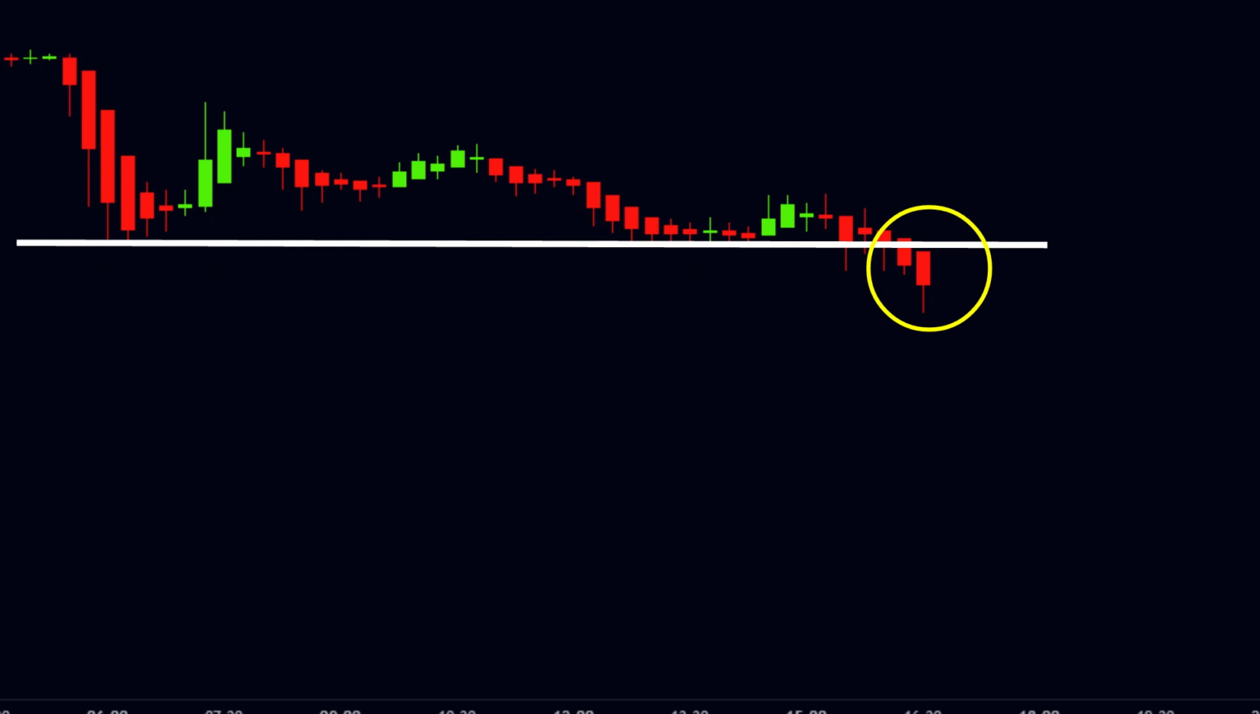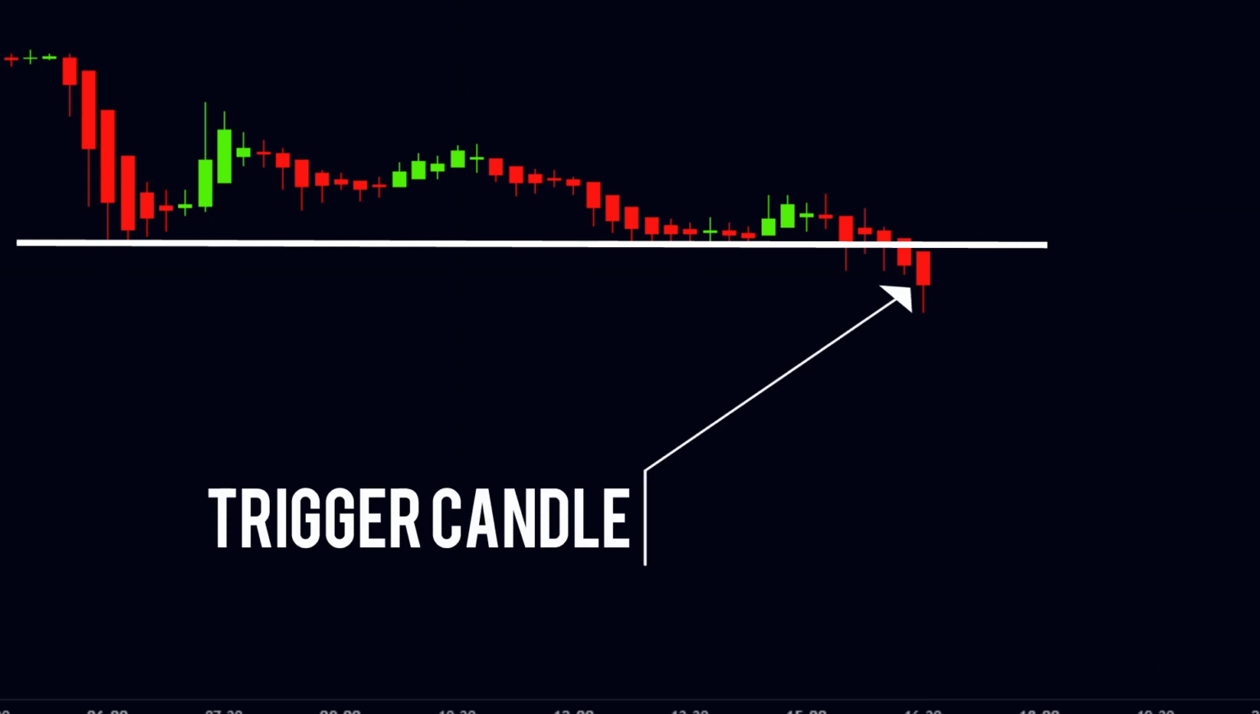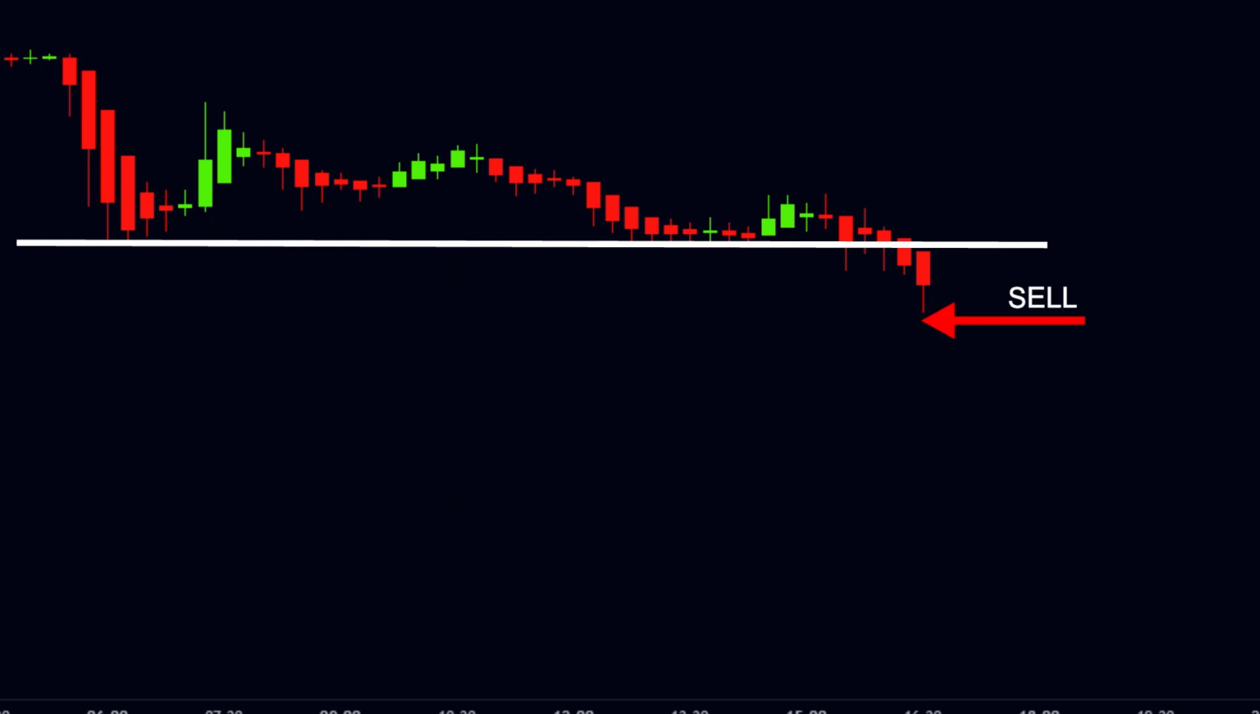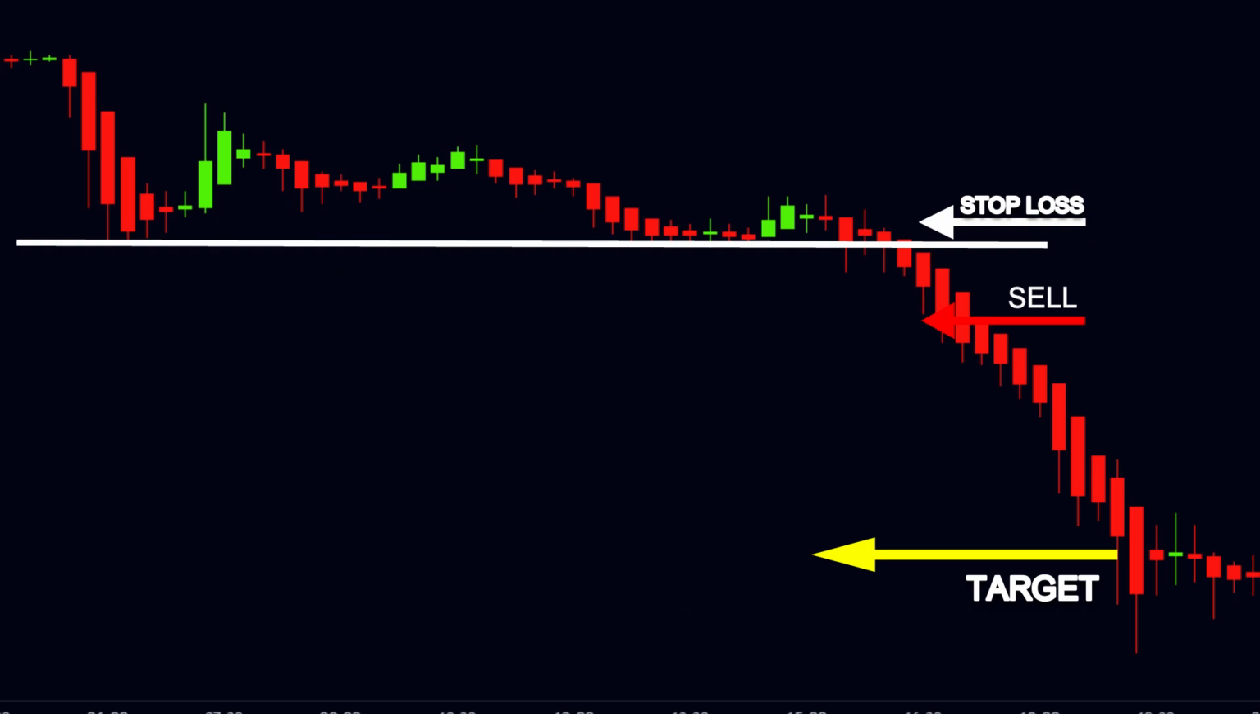But we have to check that the price breaks the support level with an appropriate candle pattern. Here during the breakout, there are two big bearish candles with no upper wick on them, so this is our trigger candle. We will sell at the low of the trigger candle. Our stop loss should be above the support level, and our target should follow our 2:1 risk-reward ratio. You can see, after our sell entry, the price has made a good down move.